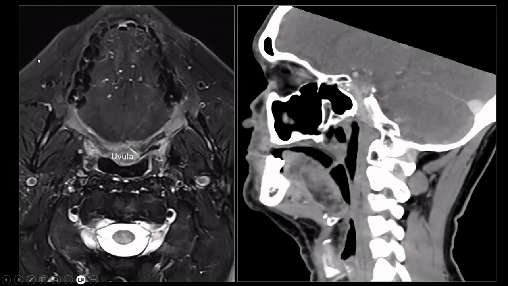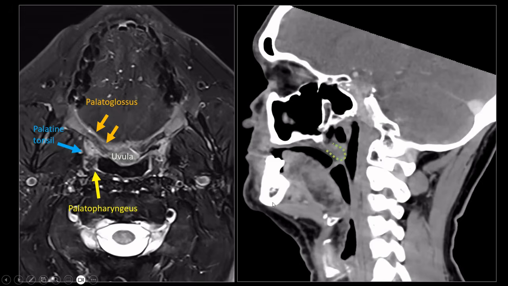Once again, we see an axial T2 weighted image with fat sat, the uvula. We see the X formed by the anterior and posterior tonsillar pillar with the palatoglossus and palatopharyngeus lining the palatine tonsil. And on this sagittal T1 weighted image, we can even see these muscles in the sagittal plane.